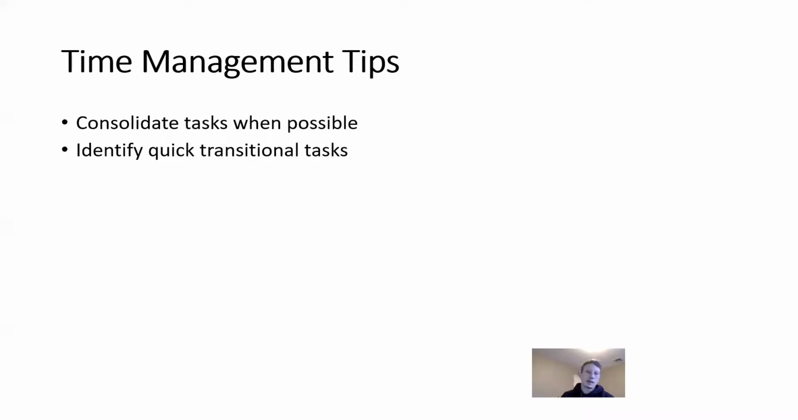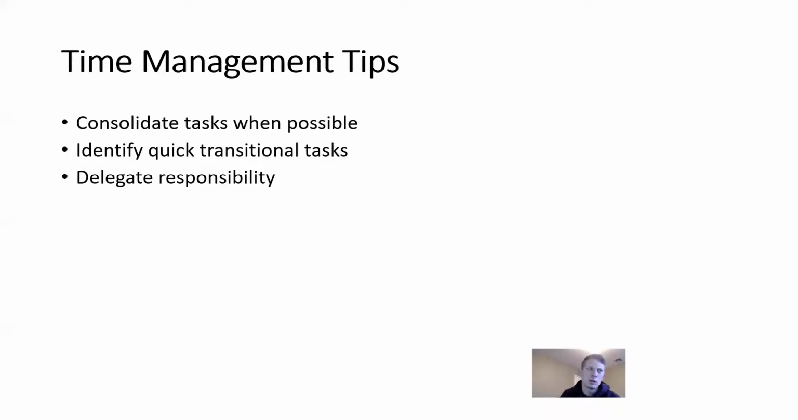Identify transitional tasks, things that you can do in between. Maybe you're watching your lecture, you go and clean your bathroom, and then you come back and do the discussion board. Those transitional tasks can help you stay on and not take a seat. I know that if the TV turns on, nothing's going to get done, so I don't turn on the TV.